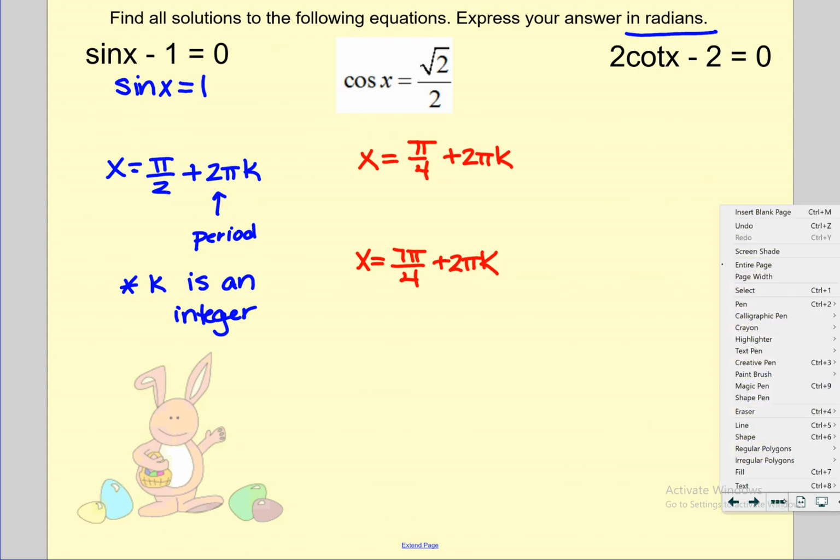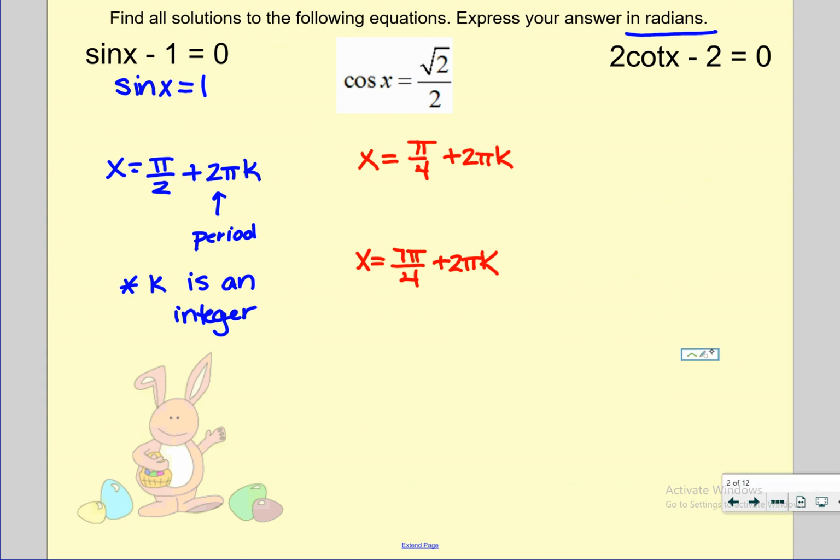Okay, 2 cotangent x minus 2. So the first thing I'm going to do is get my cotangent alone. So I'm going to add 2 and divide by 2. So I get 1.